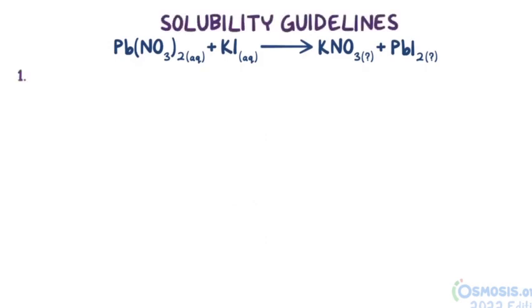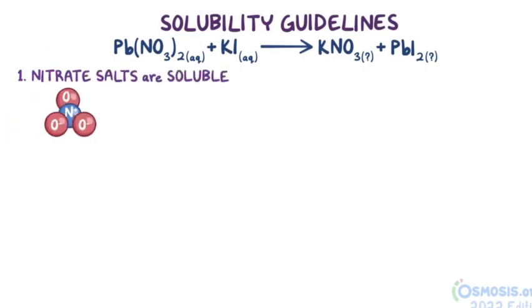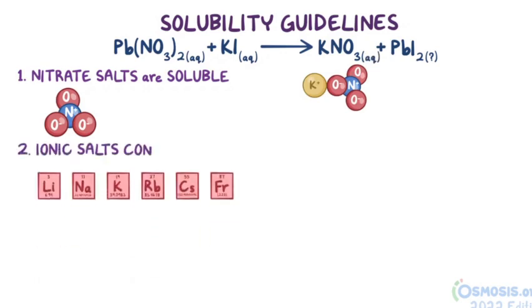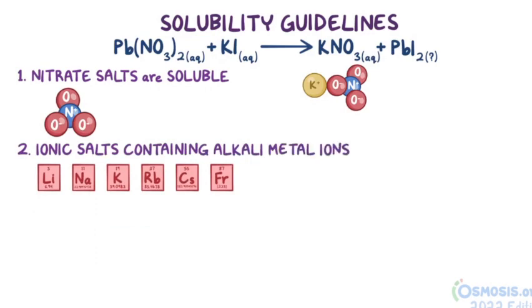The first rule is that nitrate salts are soluble. In our case, one of our products was potassium nitrate, which has a nitrate ion and which is thus a nitrate salt. So we can guess that the potassium nitrate is soluble, and we can add an aqueous subscript to potassium nitrate. The second rule is that ionic salts containing alkali metal ions such as lithium 1 plus, sodium 1 plus, or potassium 1 plus are also soluble. In our case, potassium nitrate also contains potassium ion, further confirming that it is soluble in water.